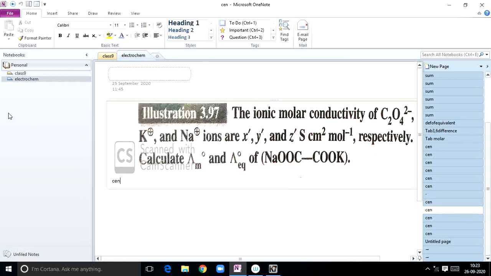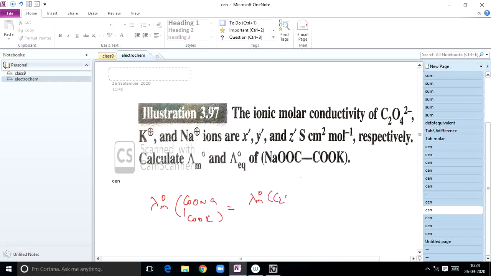Same model, students. Ionic molar conductivities of oxalate, sodium and potassium are X, Y, Z respectively. Calculate lambda M naught and lambda E naught, they are asking. First I will do lambda M naught. Lambda M naught of that complex, COONa, COOK. This will split into lambda m naught of C2O4 2 minus plus lambda m naught of Na plus plus lambda m naught of K plus.